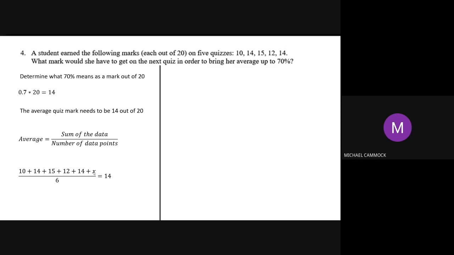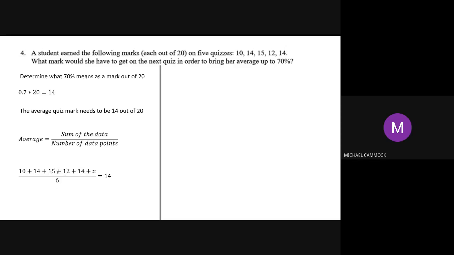We don't know what that grade is on her next test that's going to make her get the 14, which is 70%. Put that over 6. Why over 6? Because she's only done 5 tests so far, but we're going to be giving her another test to get up to the 70%. She's really out of 6 tests.